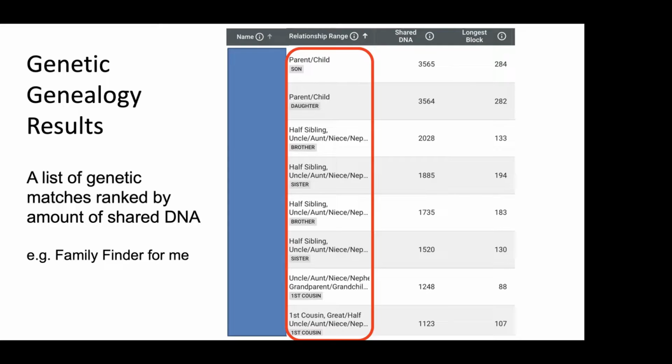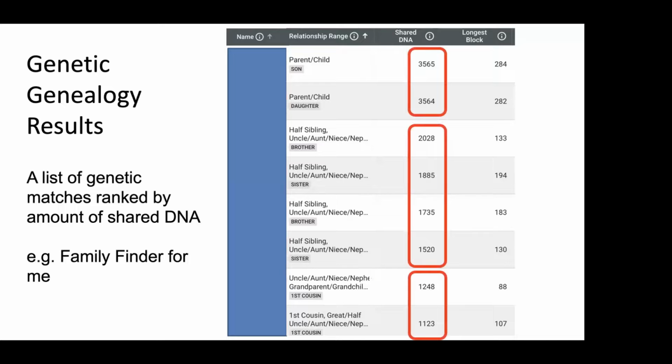As you can see from the column called Relationship Range, the list includes a projection of how you may be related. Since different relationships share similar amounts of DNA, there is more than one possibility shown. Here I have assigned the correct relationships to the ones I know for sure. You will get other reports too, but your list of genetic matches is the most important finding. I will cover some other reports later.